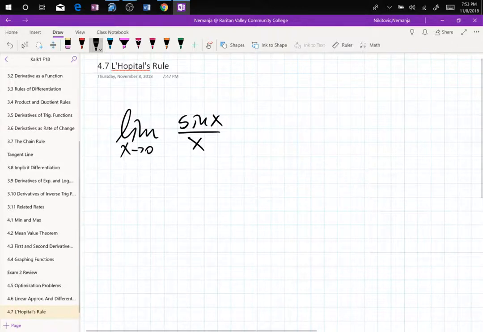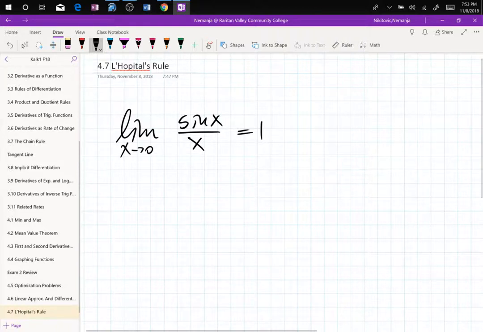Well, unfortunately, if you plug in now, you get sine of 0, which is 0. You get 0 over 0. Yeah, that doesn't do well, right? And then you wonder why and how this is 1, because you were told to memorize it. So L'Hopital's rule is the rule that addresses these types of questions.